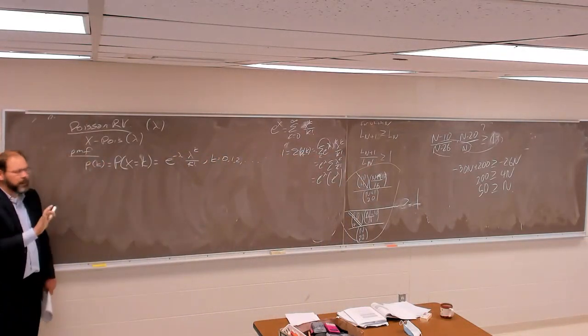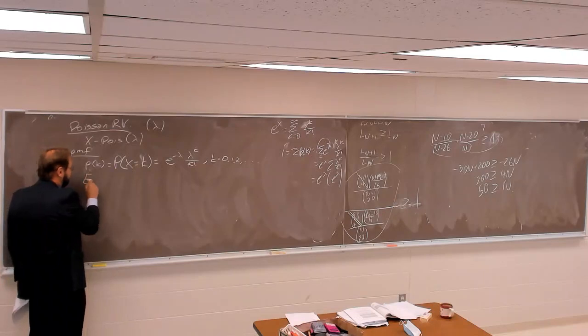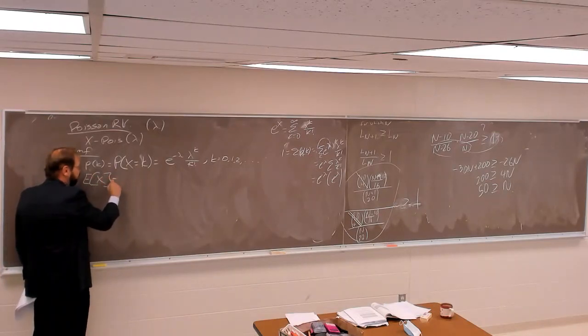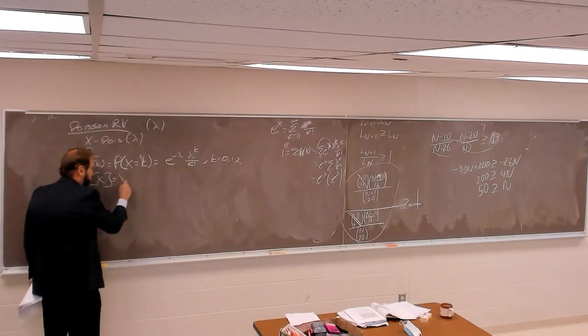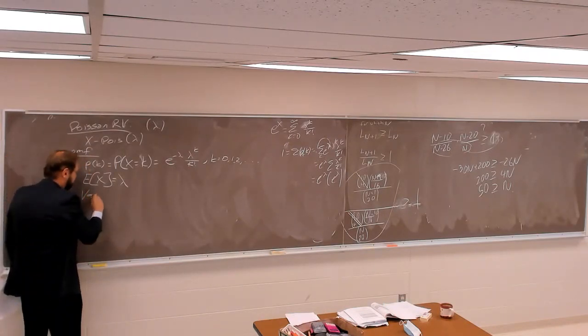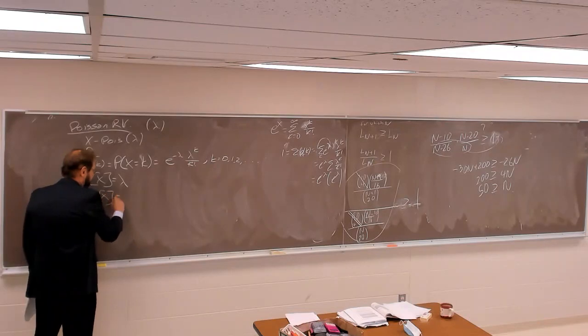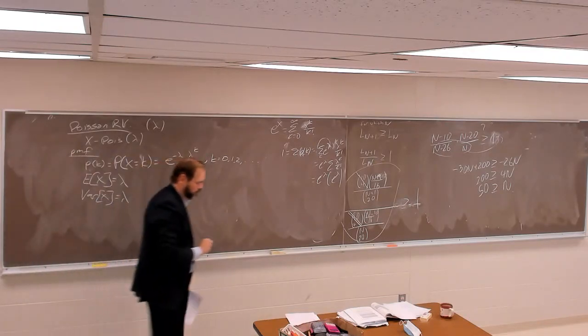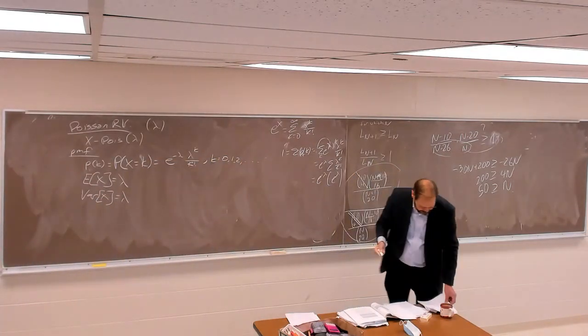Okay. So there's my probability mass function. Let me give you the expected value, lambda. And let me give you the variance, lambda. That's an easy one to remember.